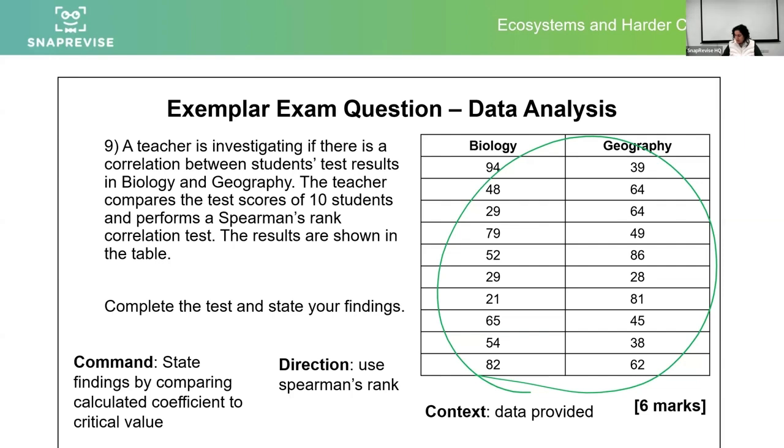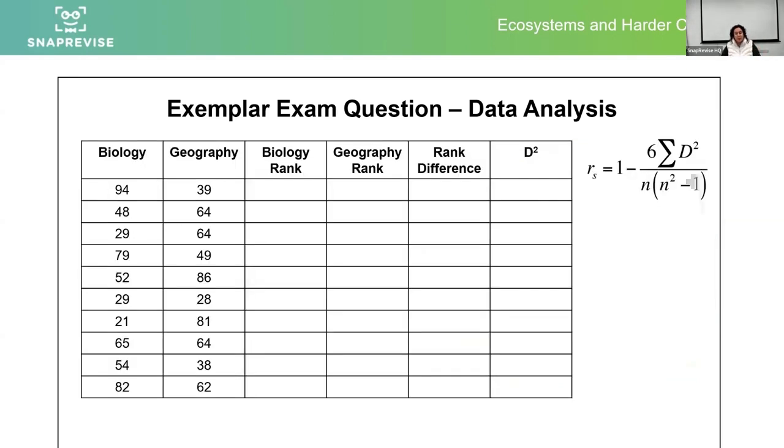Let's have a look at what the formula for Spearman's rank is and how you use it. You will be given the formula as well. You don't need to memorize it. So this here is my formula. Let's break down what the formula contains. D here stands for the rank difference.